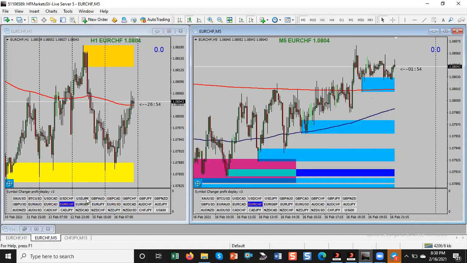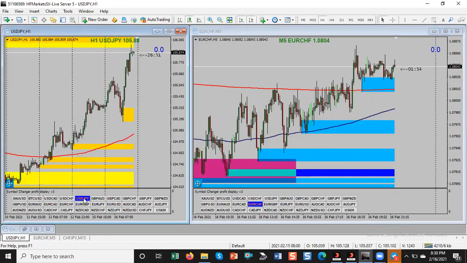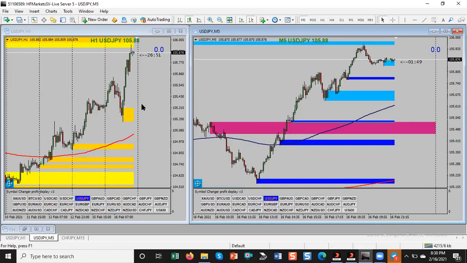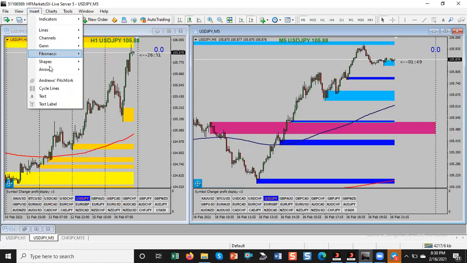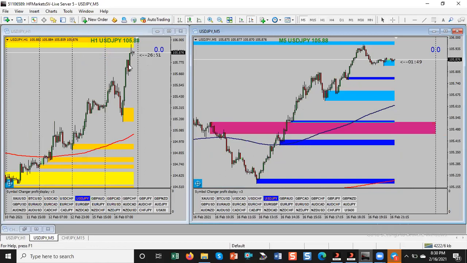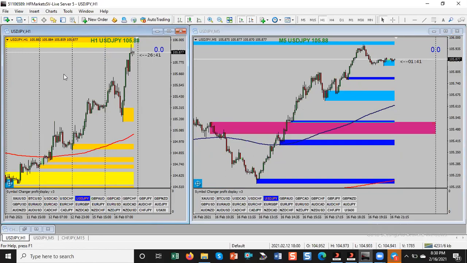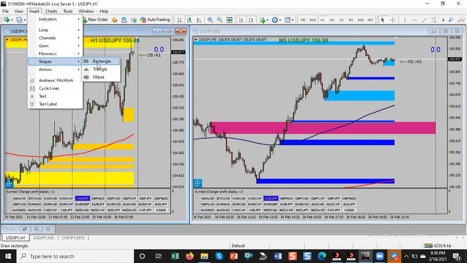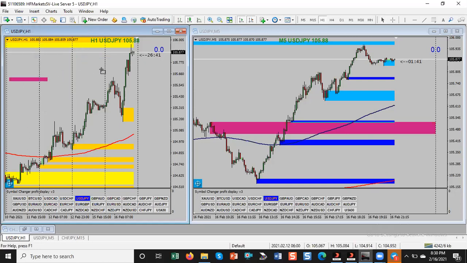So the one that failed today was USDJPY. That is the last one I'm going to talk about. You will look at USDJPY. So we were having a zone here. There was a supply zone here, an old one. There was a supply zone here.